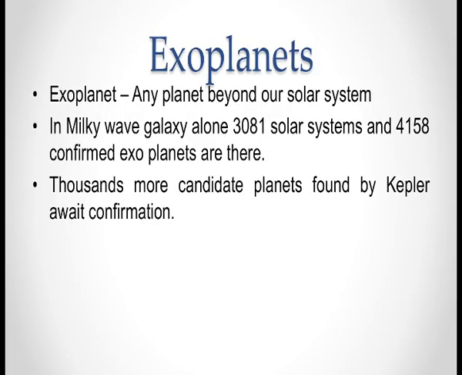So the objects in the universe are galaxies, stars, comets, asteroids, and exoplanets. Exoplanets are planets beyond our solar system. We know that in the Milky Way galaxy alone, 3,800 solar systems are there, 3,081 solar systems are there, and 4,158 confirmed exoplanets are there. Like this, all galaxies may have solar systems and exoplanets that are still not revealed by the astronomers. People are searching for exoplanets.